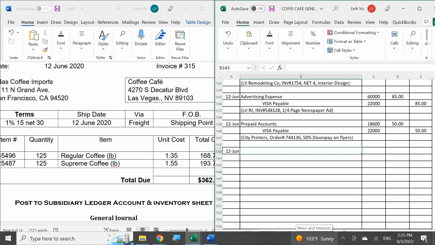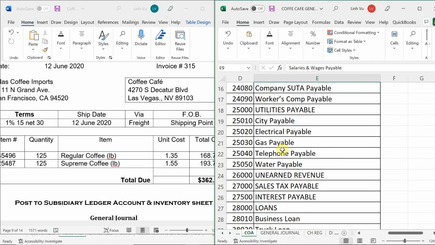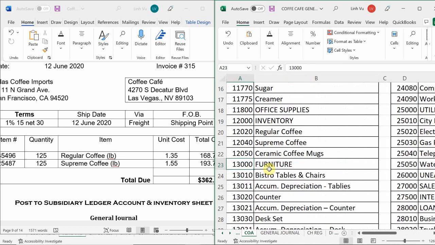So you put the coffees, and we keep them separate in the inventory, right? Yes. Okay. So you've got to have an account for the regular coffee and the supreme coffee. All right, let's take a look. Do we have inventory? Right there. Yeah. Right here we have our regular coffee and our supreme coffee, $12.20 and $12.40.